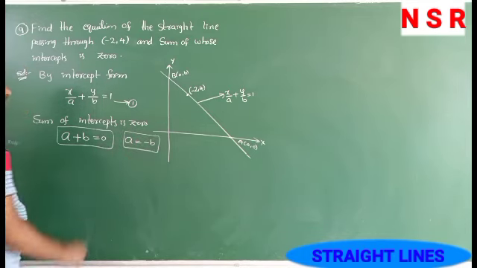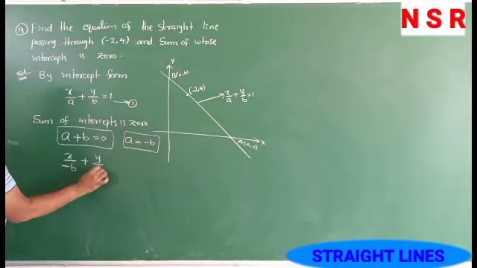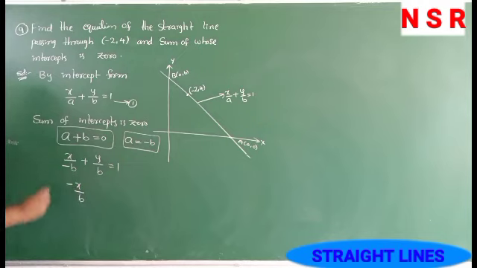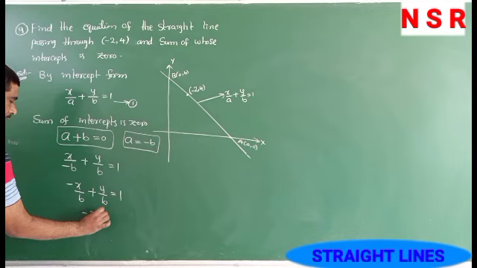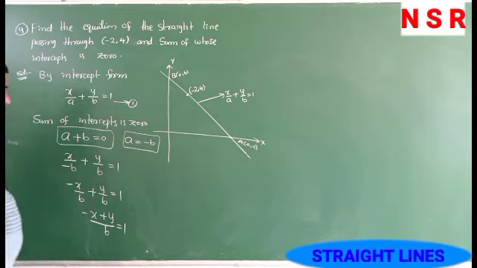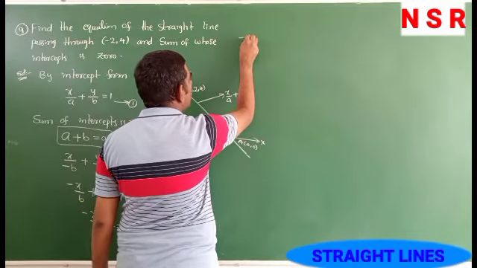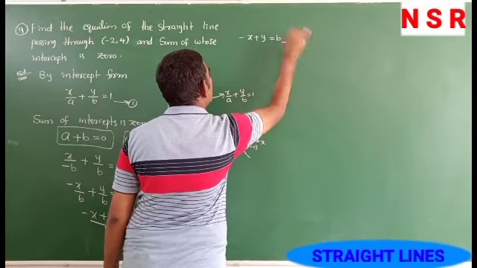Now in place of A substitute minus B. So equation 1 becomes x by minus B plus y by B equal to 1. Now x by minus B we can write as minus x by B plus y by B equal to 1. Now LCM is B, so minus x plus y by B equal to 1. So we get minus x plus y equal to B. So this is equation number 2.